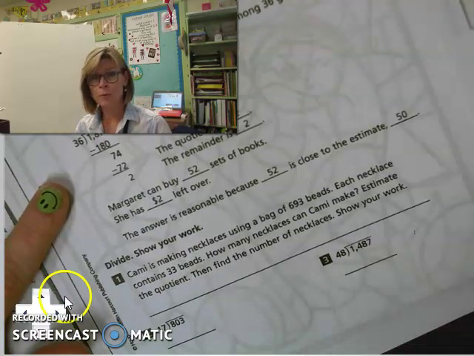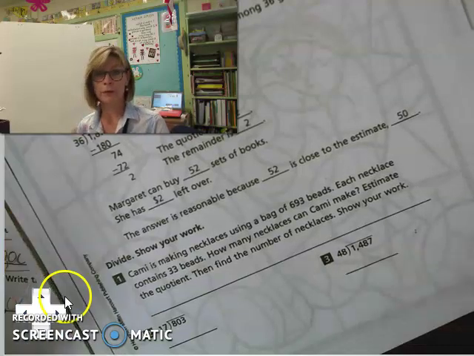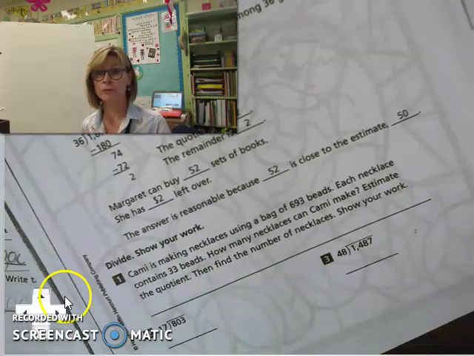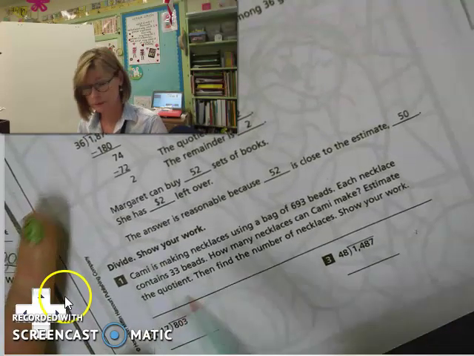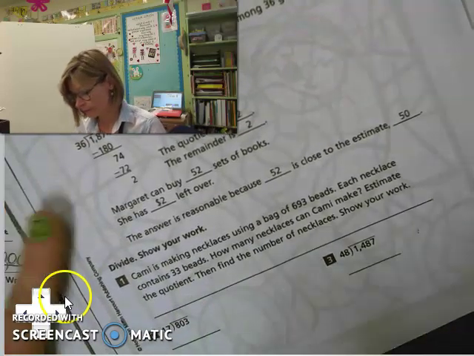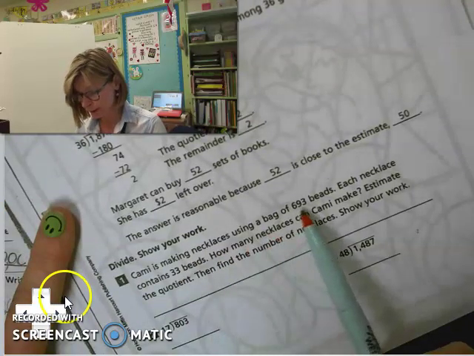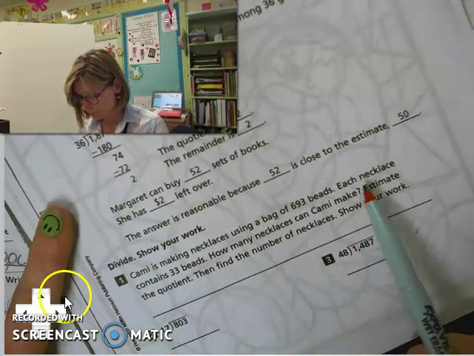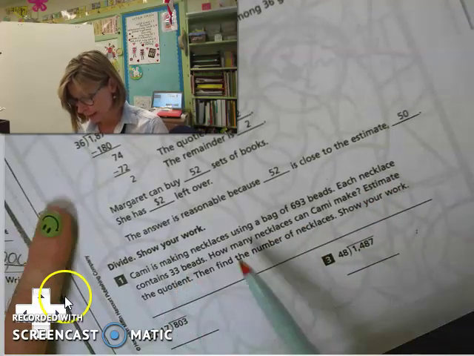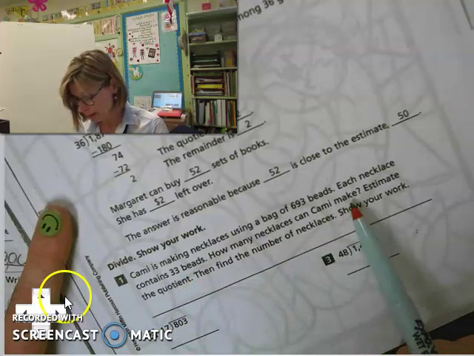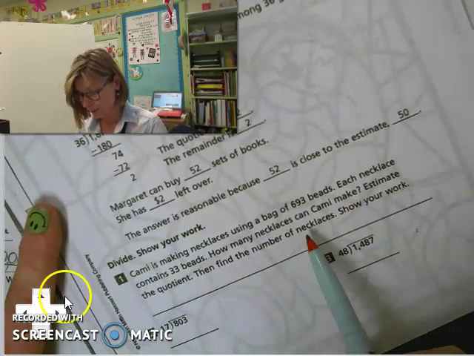All right, when we do a word problem, you want to make sure that you are ready to read it 3 times to make sure you're answering the question that's being asked. So I'm going to read through it once and then go back and make sense of it. Cammie is making necklaces using a bag of 693 beads. Each necklace contains 33 beads. How many necklaces can Cammie make? Estimate the quotient, then find the number of necklaces.